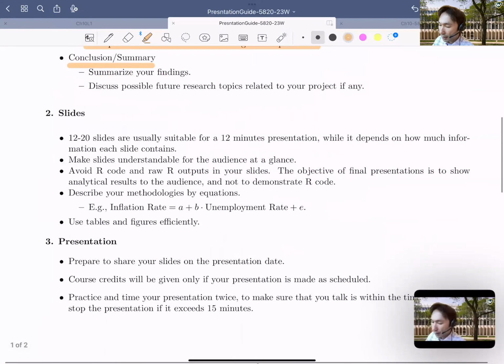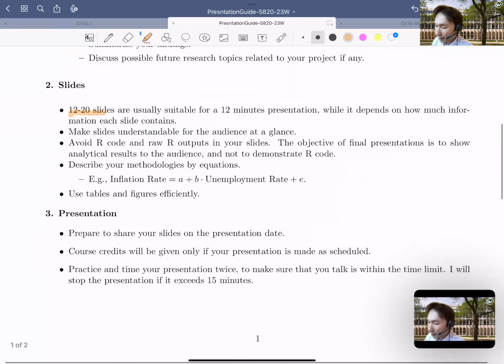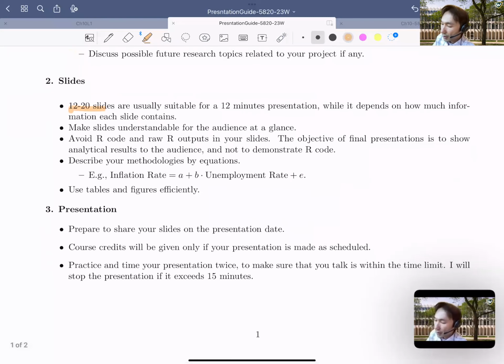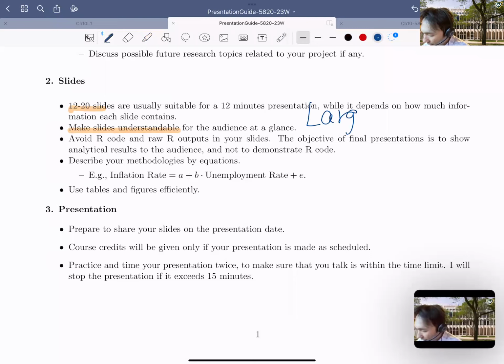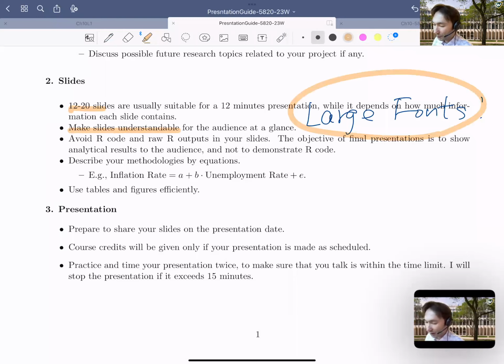For slides, my recommendation is 12 to 20 slides for a 12 minute presentation. Make slides readable. So use large fonts. I think last semester, the biggest problem was that most students used small fonts. Almost no one could read the slides. So that is a problem. Maybe this is possibly the most important.